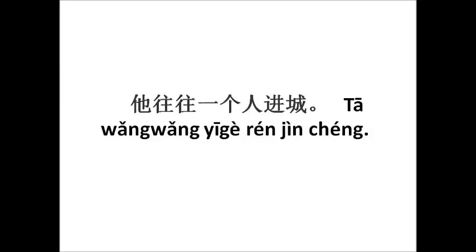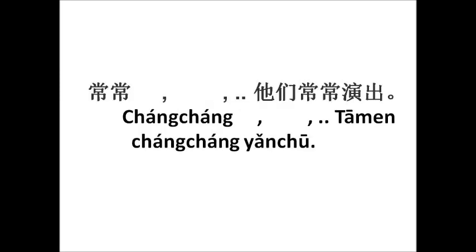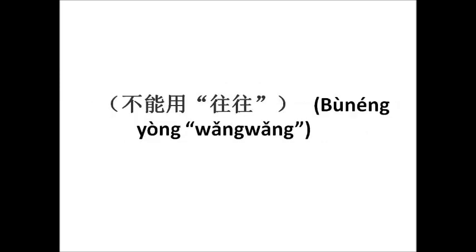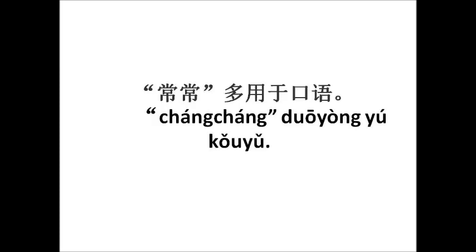Let us read the following example: 他们常常演出, here we cannot use wangwang. 他常常进城. So in this case, he often goes to the city. This is just summing up repetitions, the number of times he has gone, and we cannot use wangwang in this case. This means often, number of times.